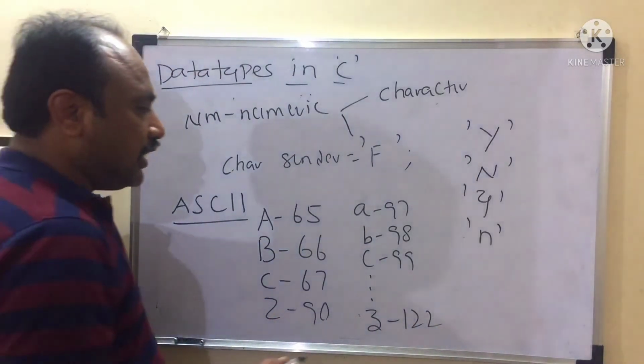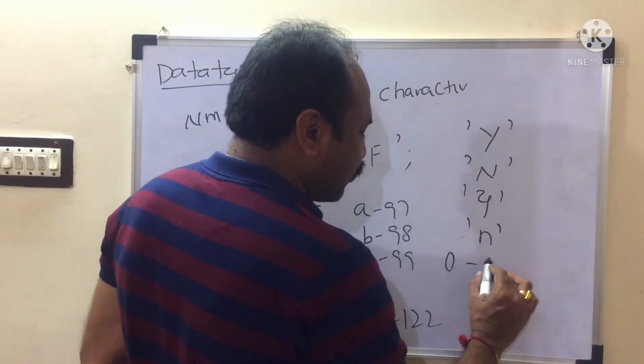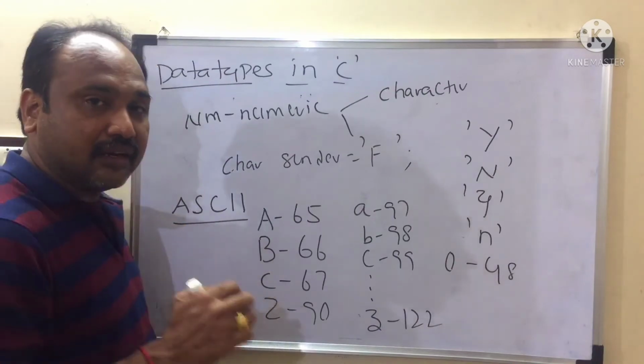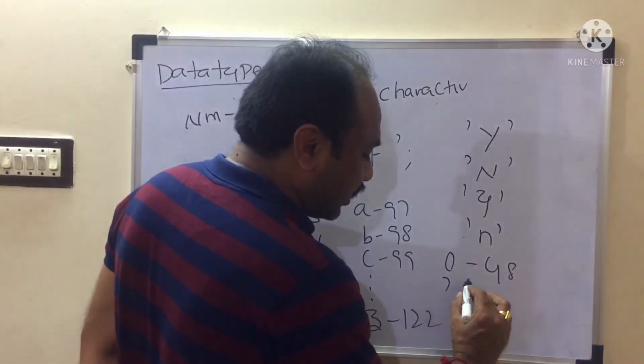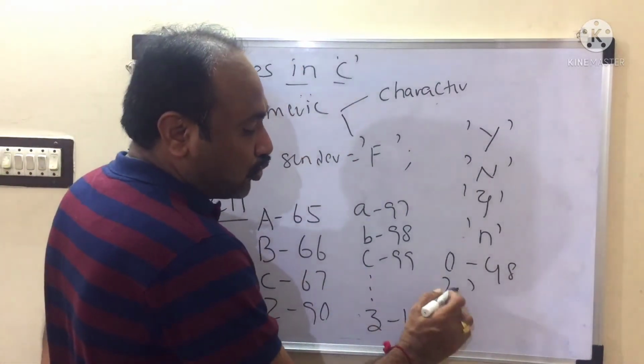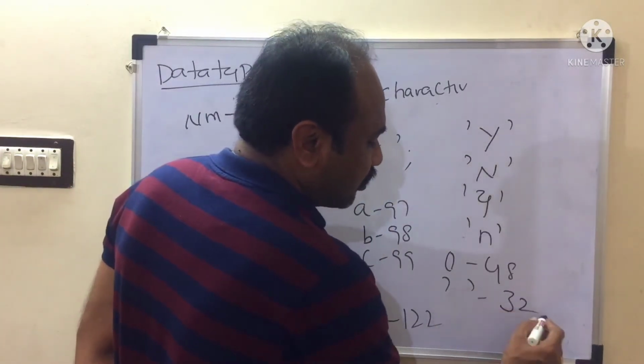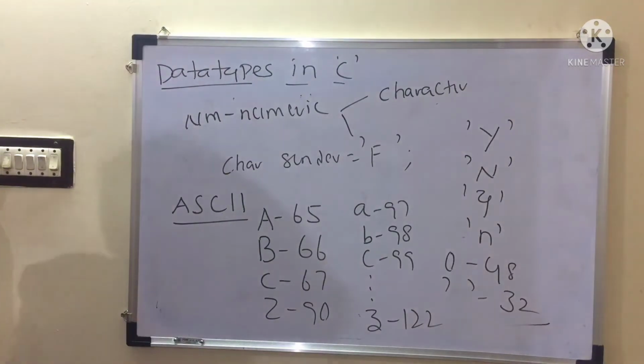The same way, the equivalent ASCII value of 0 is 48. When you are going to work with space, enter, space is also one character. This is single quote, enter space, single quote end. The ASCII value of space is 32.